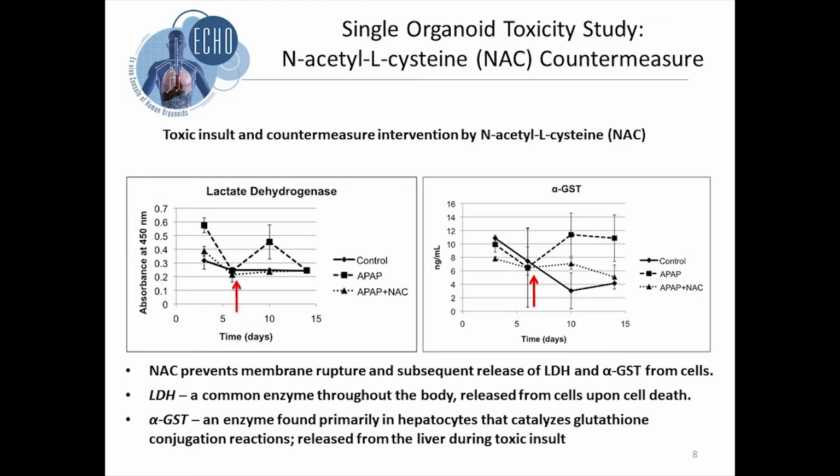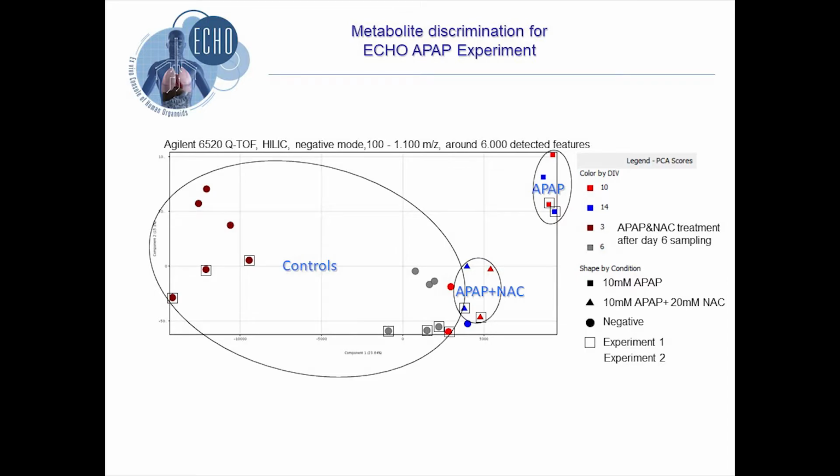When we do it with N-acetyl-cysteine, which is a glutathione precursor and protects the cell from the toxic effects of the acetaminophen, you don't get that burst release of lactate dehydrogenase. Similarly with alpha GST, the two bottom lines, the solid lines, are control. The tight dots down low are when we add the acetaminophen with N-acetyl-cysteine, which protects. And that top line, where you're losing all the GST, is where there's no countermeasure, and it's just acetaminophen intoxication. Let me go back.